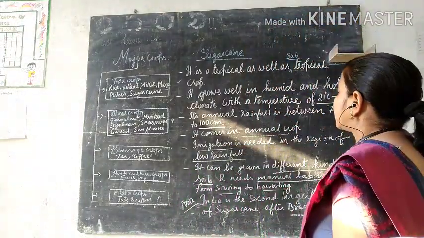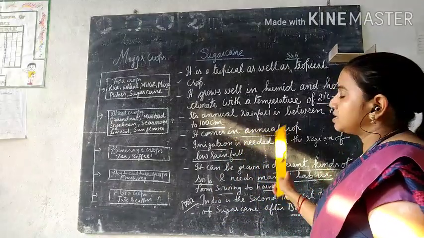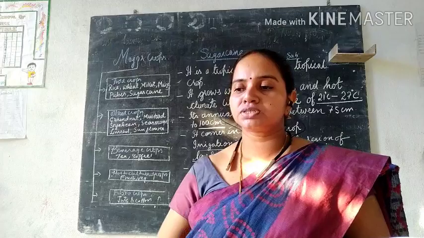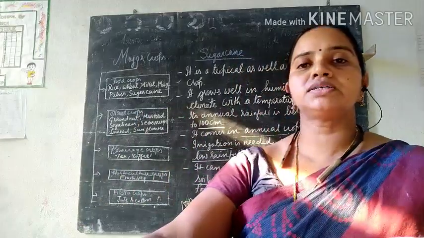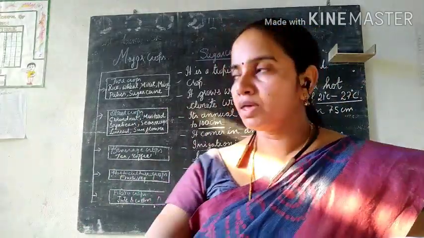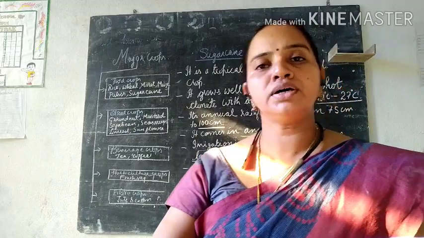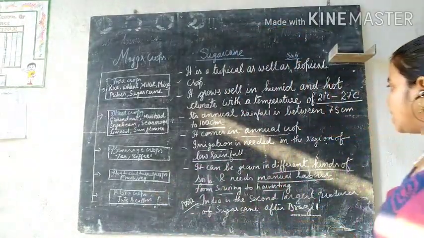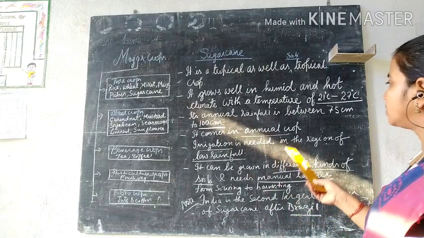Okay. It comes as an annual crop, as I have already told you in the initial part when I was starting sugarcane, that it is known as an annual crop because it is grown throughout the year. So that is why it is known as a plantation crop as well as an annual crop.